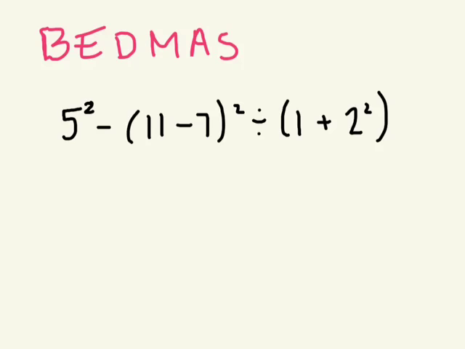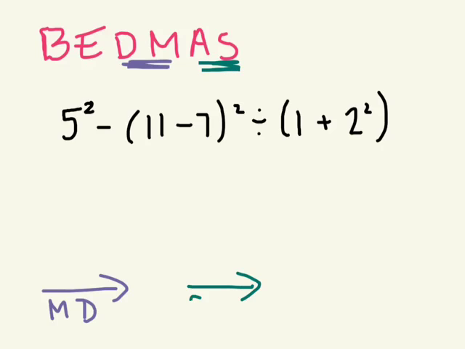E is exponents, okay? D is division, M is multiplication. But for division and multiplication, you solve this in the order it appears. So we read math the way we read English, from left to right. So if multiplication appears first, we do that first, and then division, okay? Same with addition and subtraction. It's in the order it appears. So if we see subtraction first, we do subtraction first and then the addition. But the multiplication and division come before the subtraction and addition, okay?